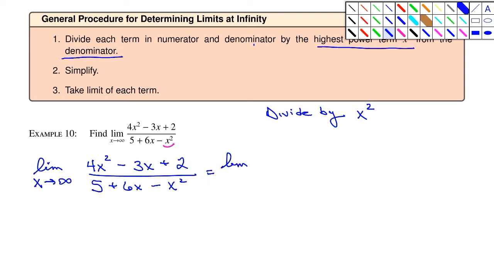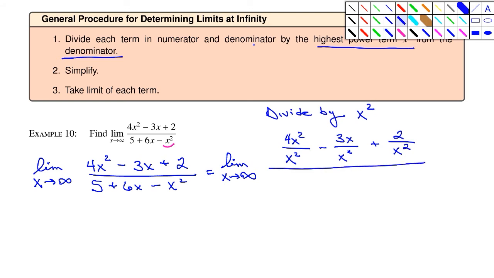This is going to be equal to the limit as x goes to infinity of 4x squared divided by x squared minus 3x over x squared plus 2 divided by x squared. This would be a really big one here.